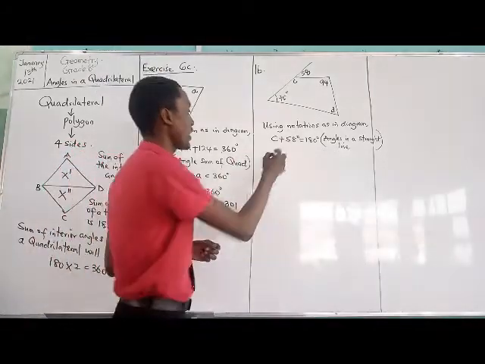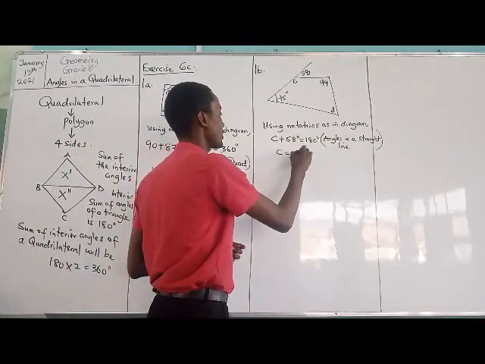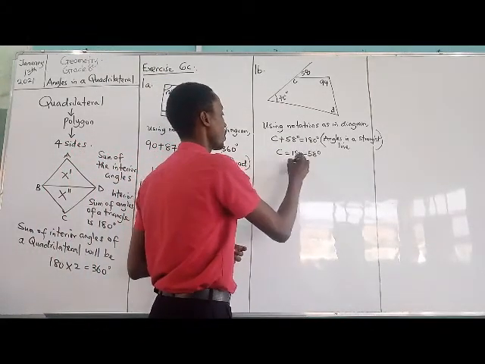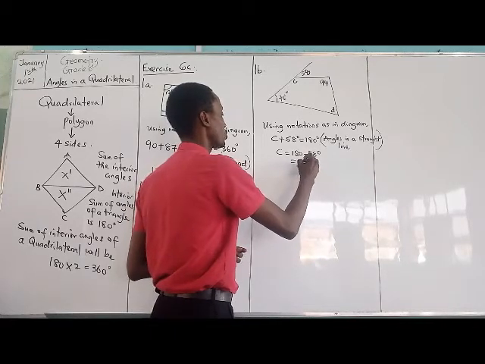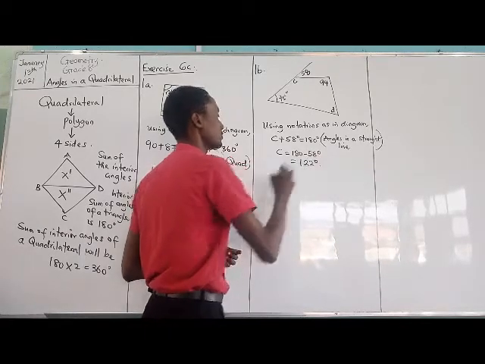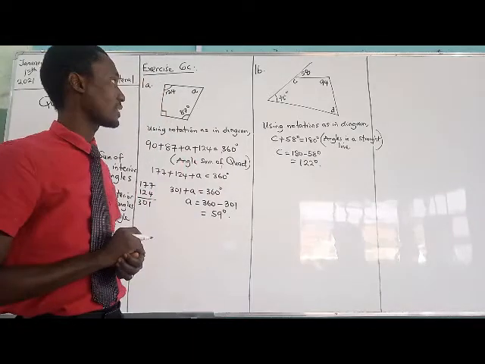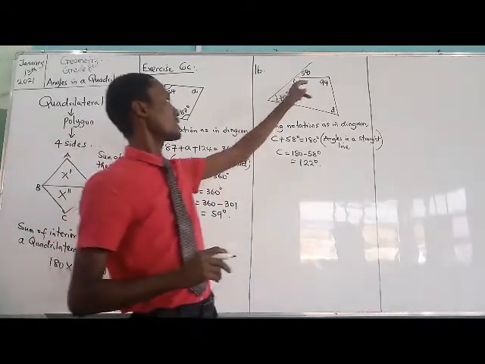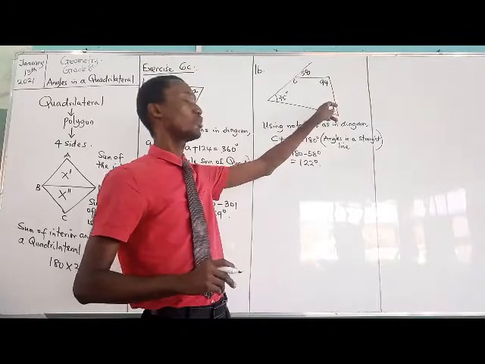So with that, we can now find C. C will be equal to 180 minus 58 degrees, which will be what? 122 degrees. So that takes care of that. Based on getting this answer, we can now go ahead to look for D.